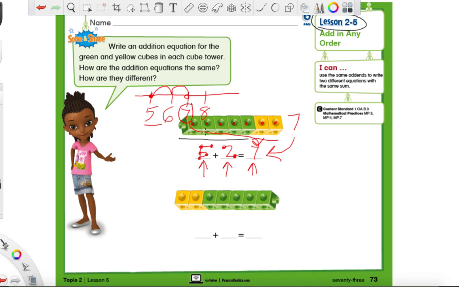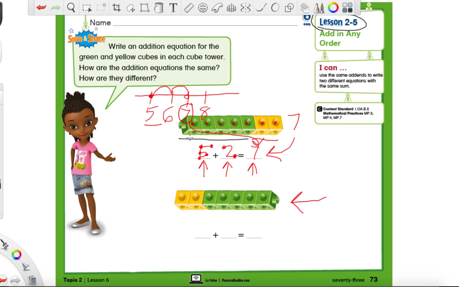But you're probably thinking, why on earth do we have these cubes here? We made our addition sentence, but now we have this whole other set of cubes. What is going on? What is happening? Why are they showing us more yellow and green cubes? Well, I'm going to tell you.